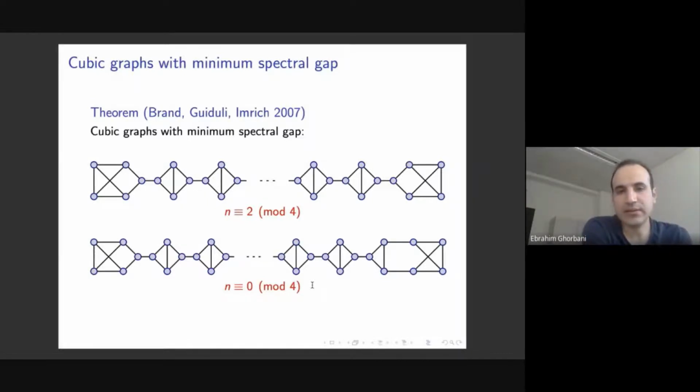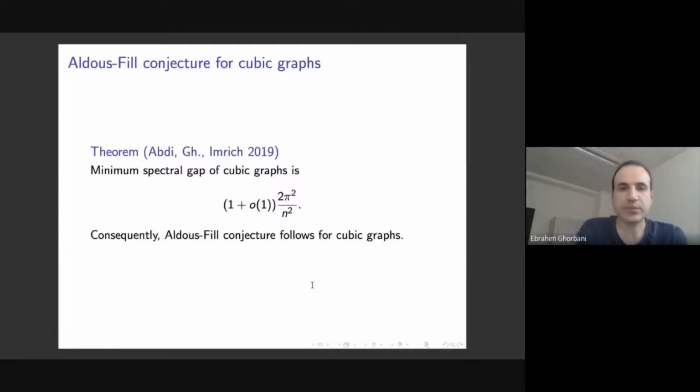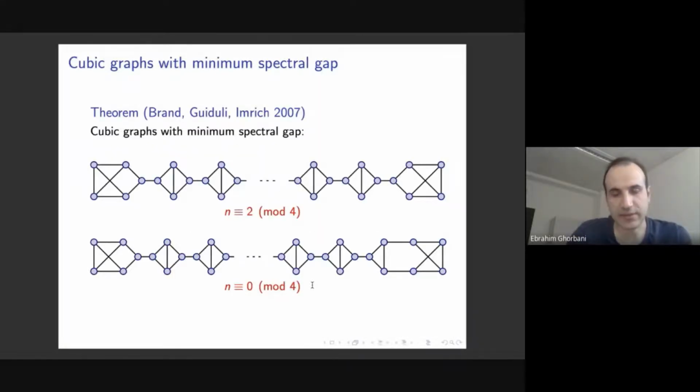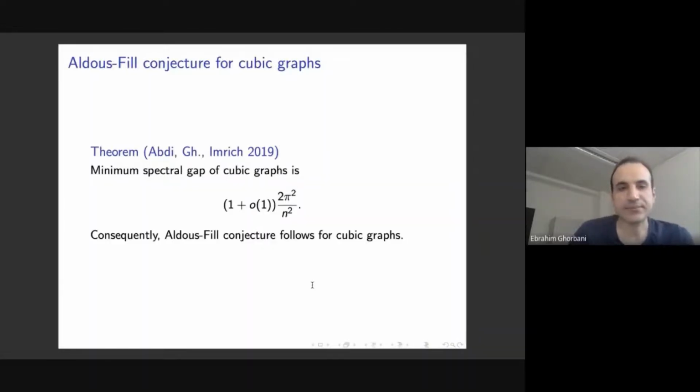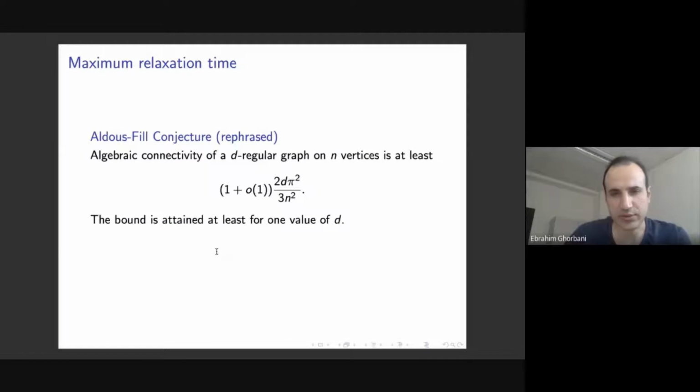In their paper, they left the computation of the algebraic connectivity of this family of graphs. So we did this, and we computed the algebraic connectivity of this family of cubic graphs, and we came up with this result: among cubic graphs, the minimum spectral gap is about 2 times pi squared over n squared. From this the Aldous-Fill conjecture follows for cubic graphs, because if you put d equal 3 here, we just get 2 pi squared over n squared, and we see that the equality is attained for cubic graphs.